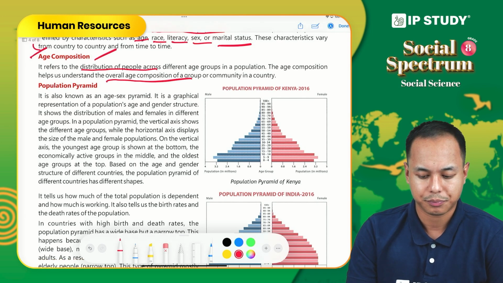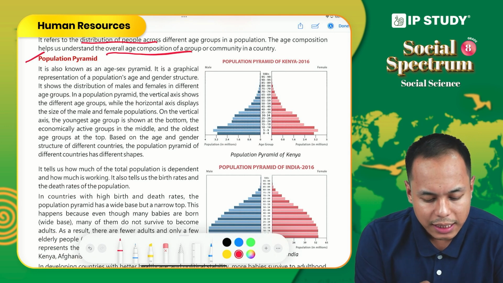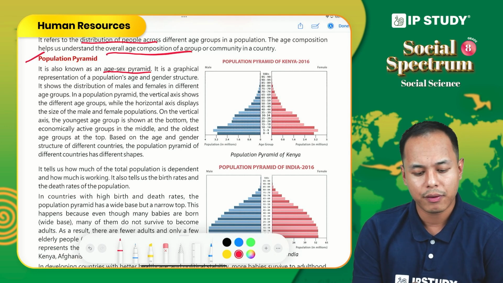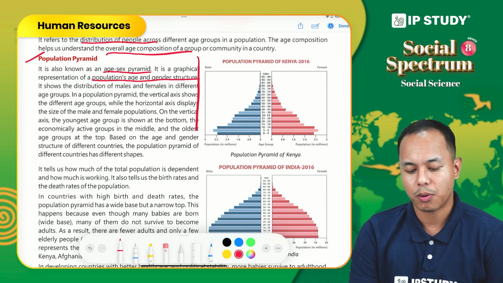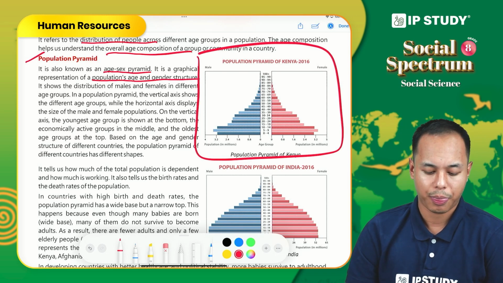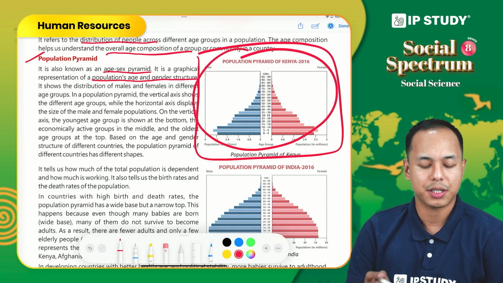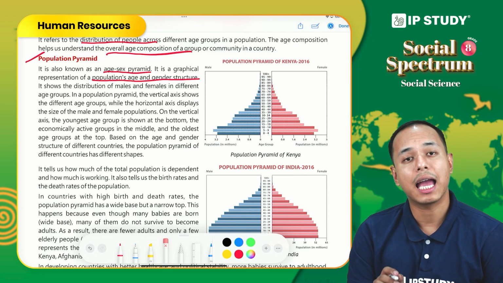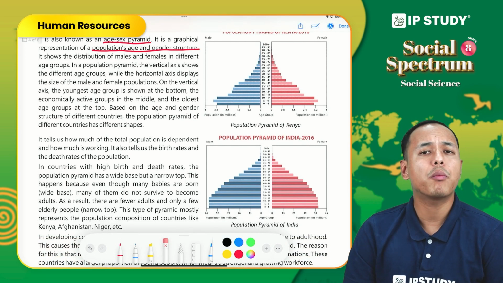Now comes the population pyramid. It is also called the age-sex pyramid. It is a graphical representation of a population's age and gender structure. A representation of what? Population, age and gender. And what does the population pyramid show?